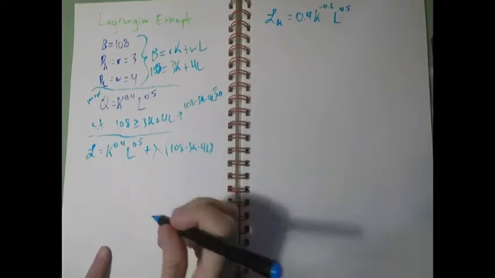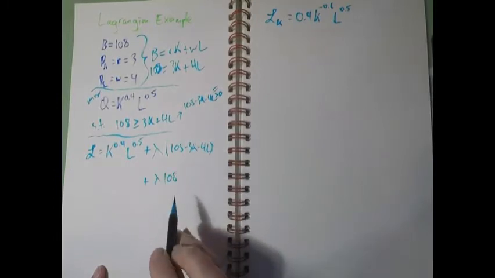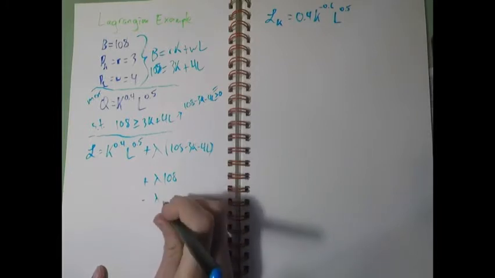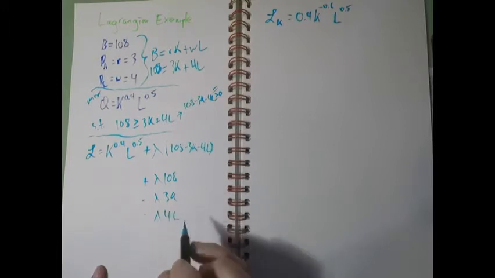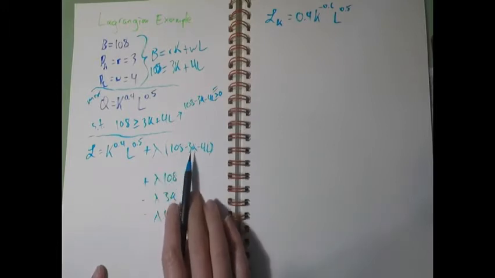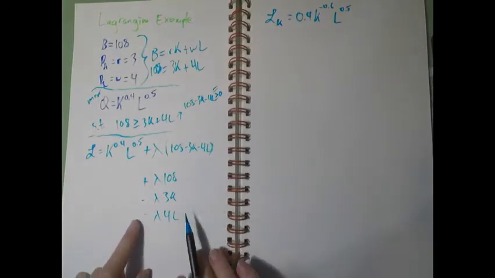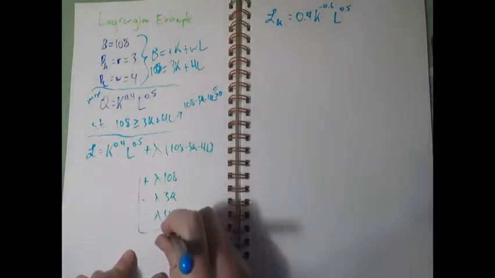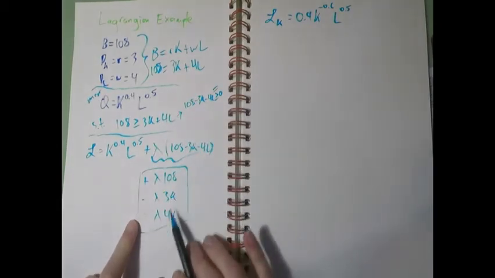Now this part becomes a little bit trickier, so let's just lay this out a slightly different way. Lambda times 108 minus lambda times 3K minus lambda times 4L. All right, so I'm just kind of expanding through here. So 3K times plus lambda is that. That's going to make it a little bit easier to get our partial derivative of this whole thing, right? This is just a rewrite. We're not adding it on top of this.